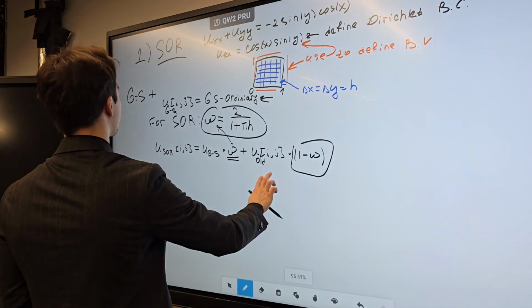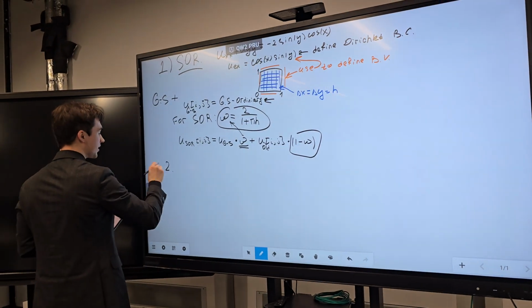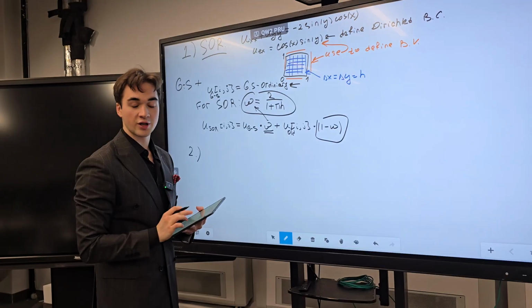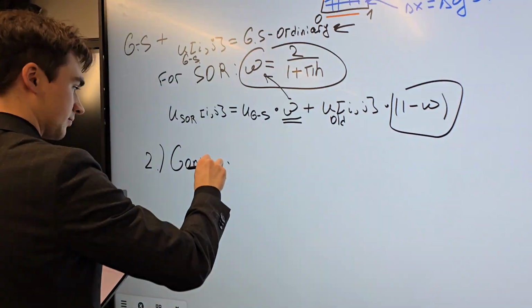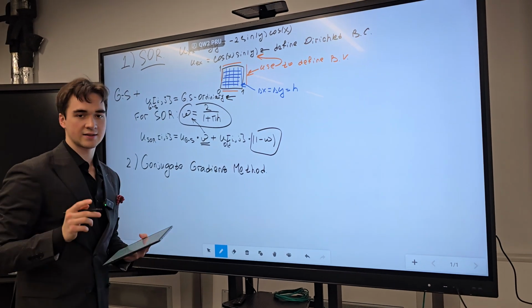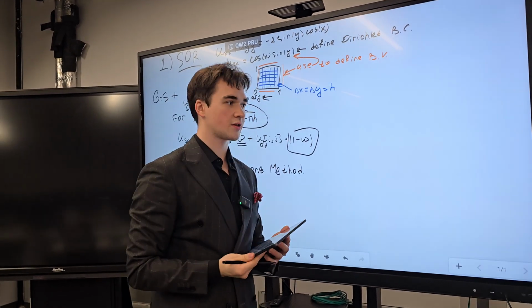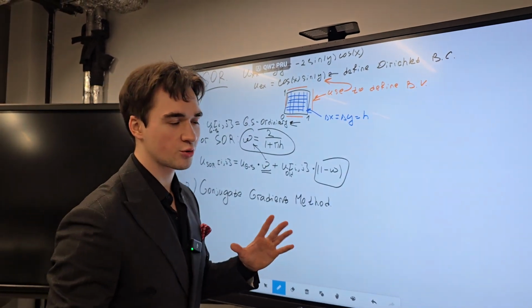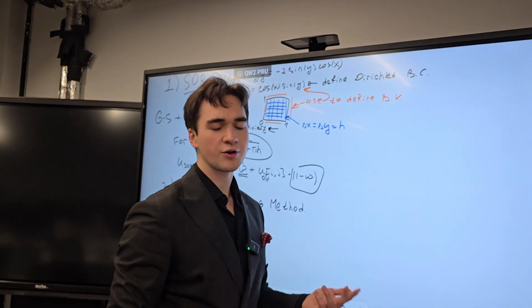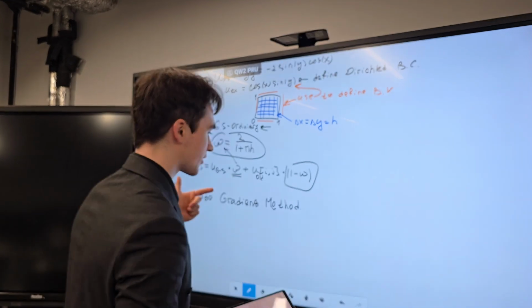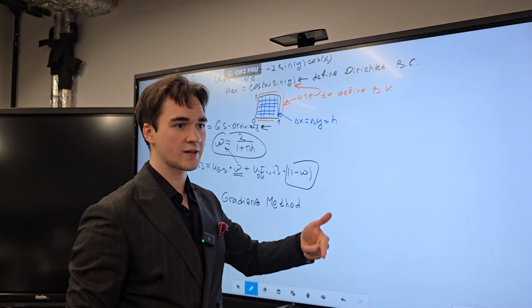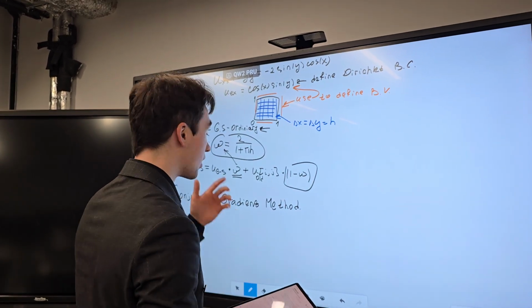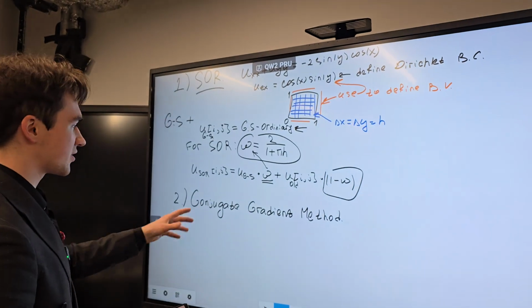Well, let's move on. And now the most interesting part, it's the conjugate gradient method. And the idea of the conjugate gradient method is not simple, but it's somehow similar to nowadays machine learning algorithms, where they use gradient descent to find the local minimum of the function which you're trying to optimize. And here we will do something similar.